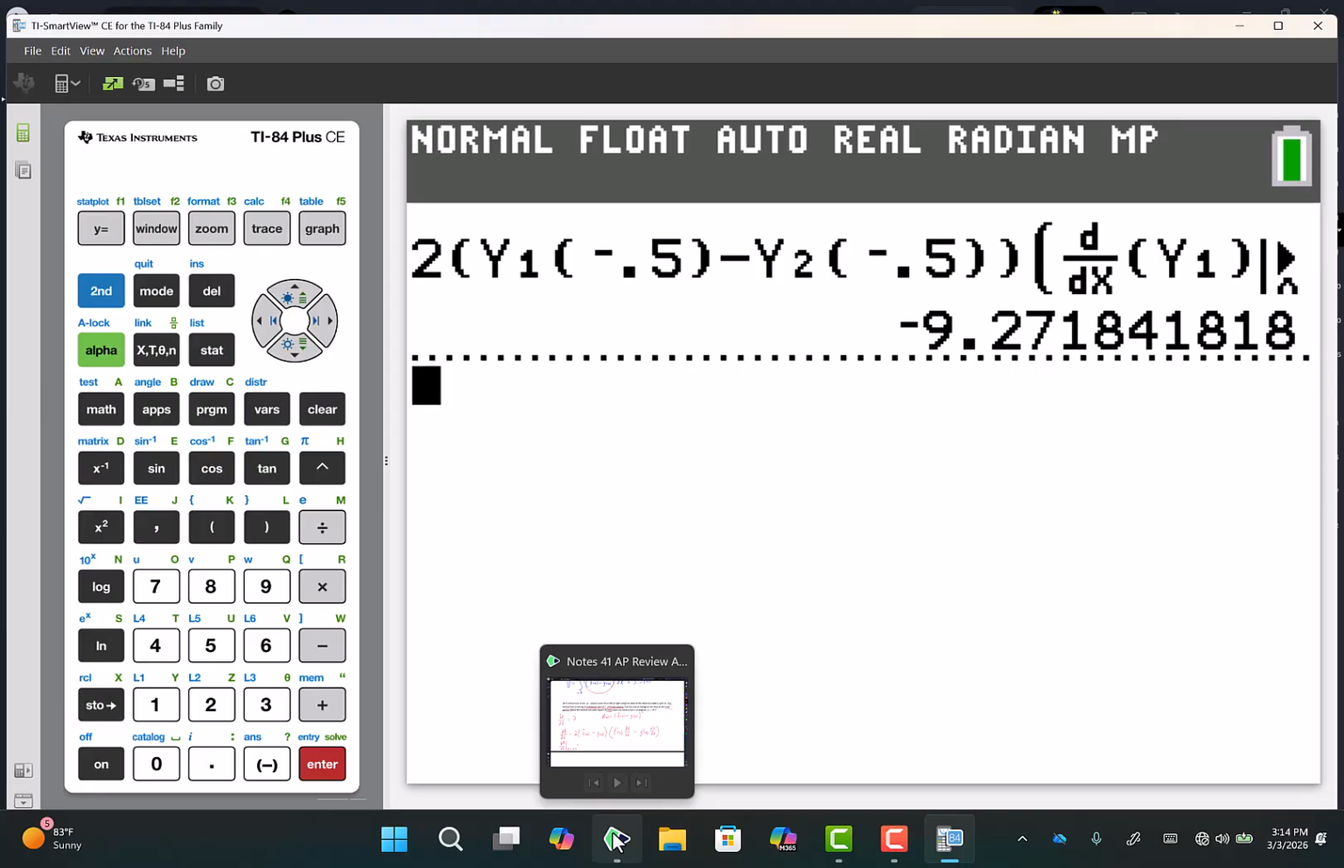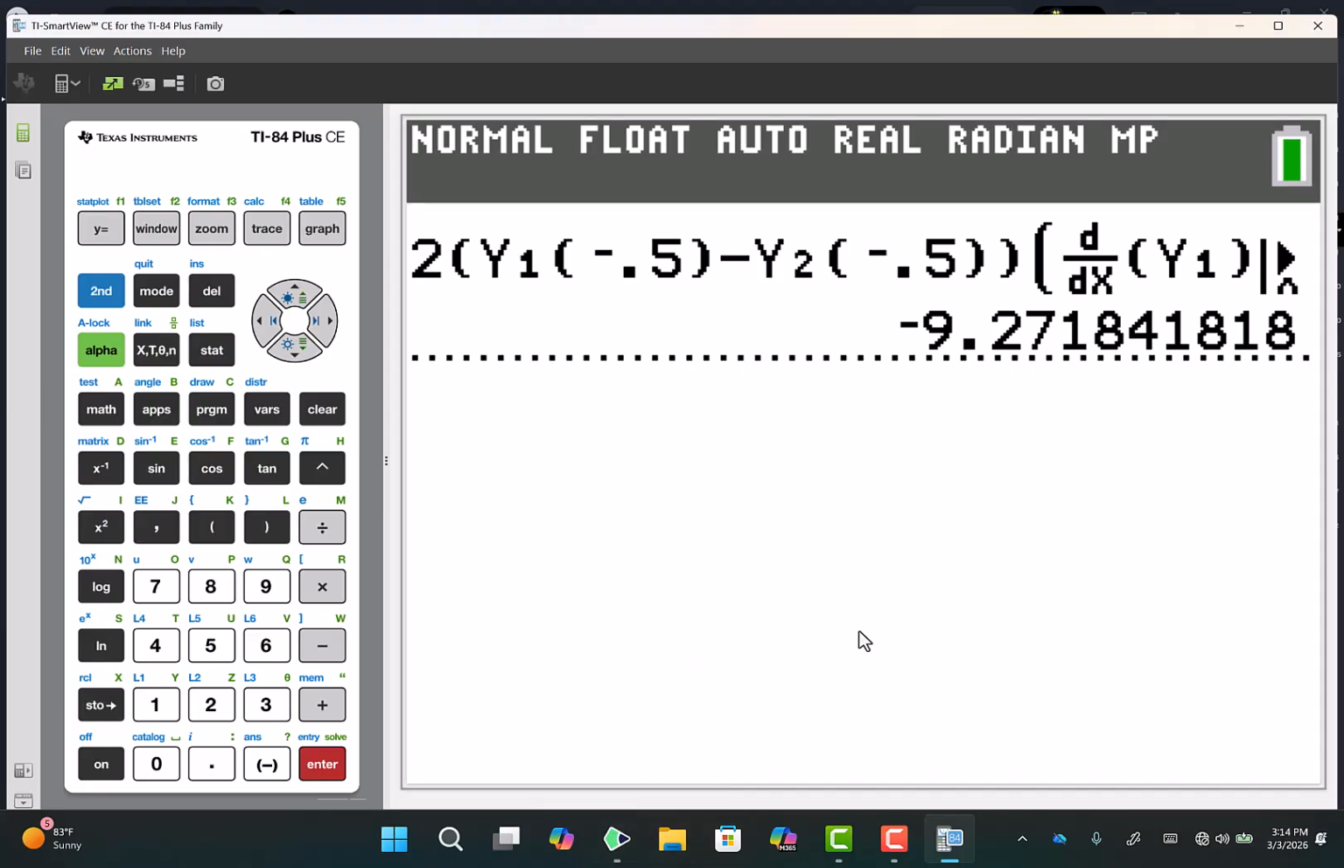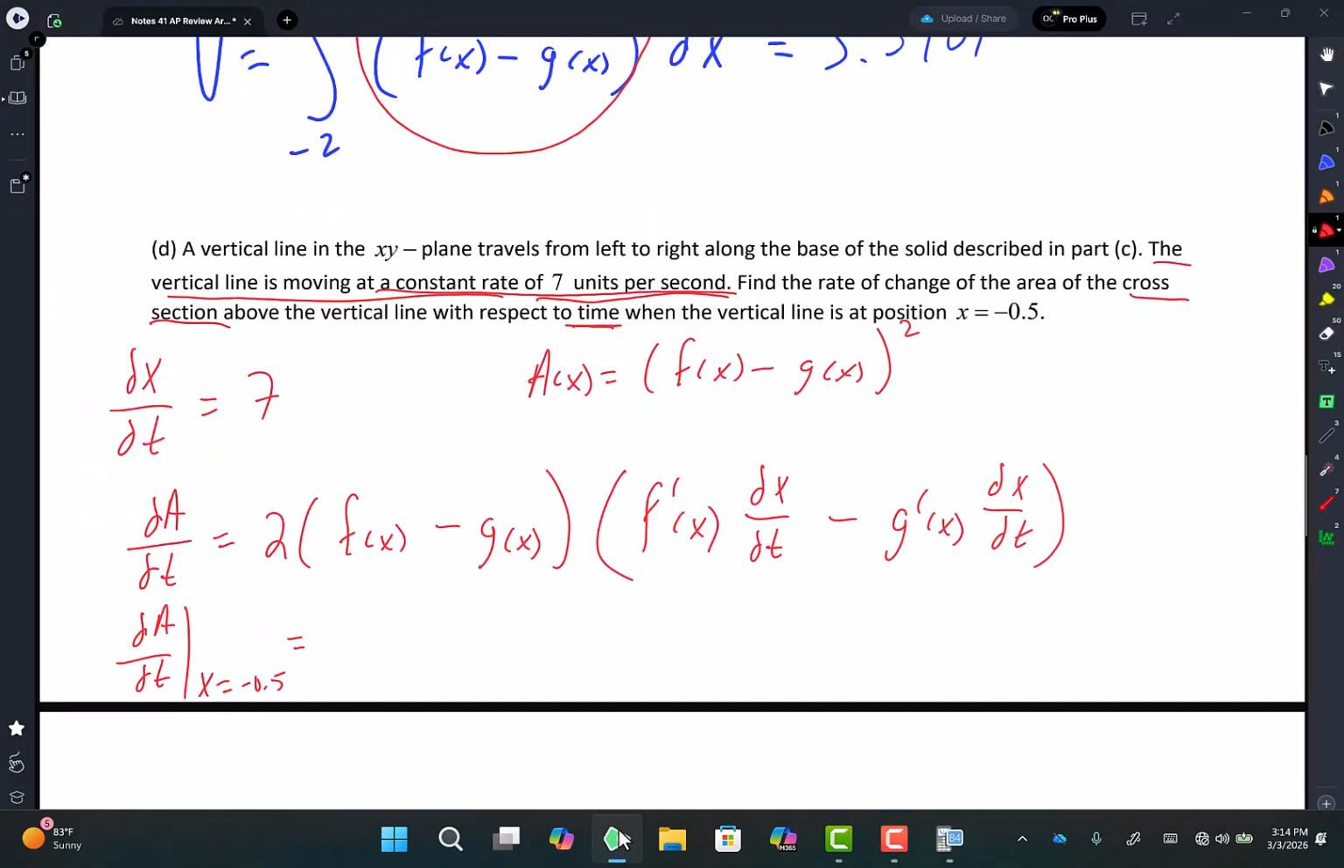All right, you ate the cookie. Better just give it to me. 9.2718. With a negative.